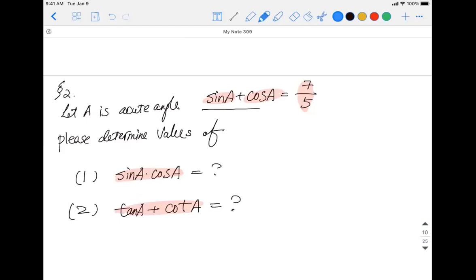Let's change to a different color. Now the question gives you sine A plus cosine A equals 7 over 5. You want to find something like sine times cosine. Who can tell me what kind of formulas you have already learned? What kind of relationship can you find between x plus y and x times y? What is the relationship you can find out? So maybe we're going to ask Thomas to give us some ideas.